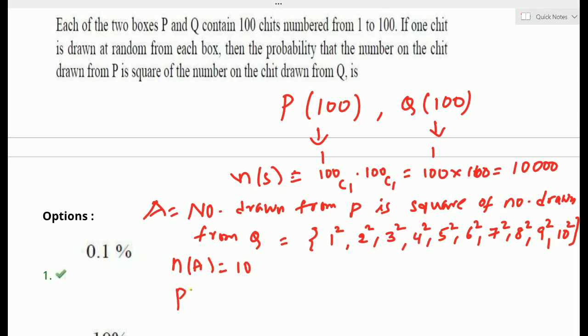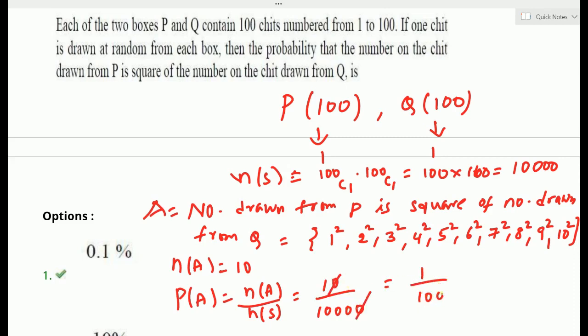P of A, the probability, is n of A by n of S. Supported events n of A is 10, n of S is 10,000. Okay, 1 zero cancel. What you got? 1 by 1000. 1 by 1000 we can write as 0.1 by 100, or taking 1 by 10, that is 0.1. Why have I taken it like this? Because the answer is given in percentage. 0.1 by 100 we can write as 0.1%. Given options are in percentages, that's why we converted to percentage.